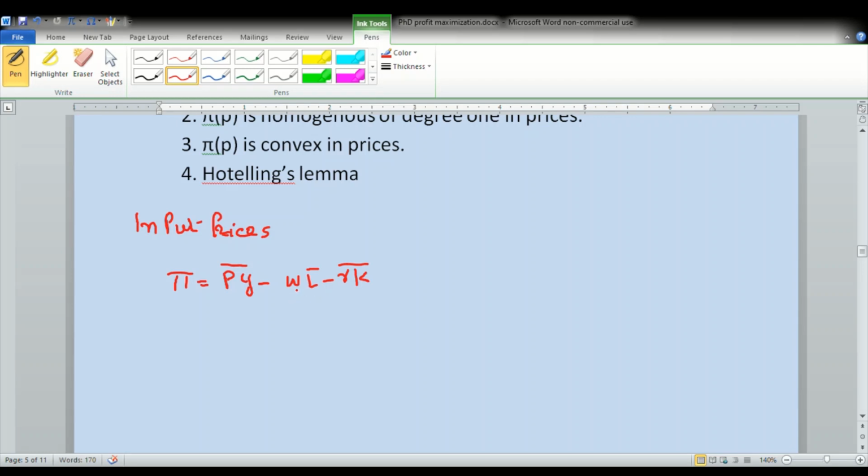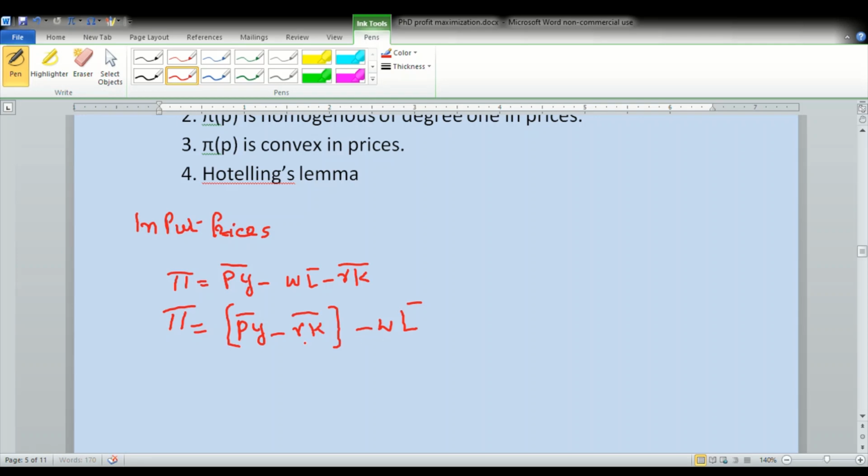And then I am saying, what happens if W increases? Let me write it like this first, so that you are not getting confused. I have Py as a constant. I am now writing minus RK. We are not going to touch any of these, minus WL. I am not going to touch L as well.